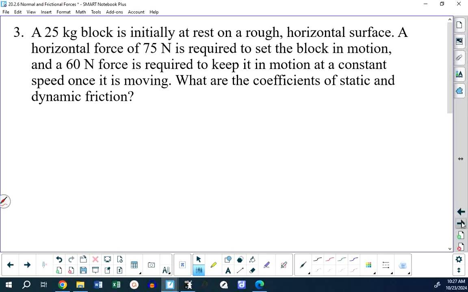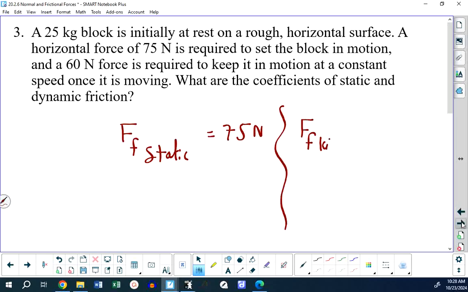But if it starts moving when you hit 75 newtons, then that must mean you're overcoming a frictional force of 75 newtons. While it's in motion, you can ease up and apply 60 newtons of force, and it will move at a constant speed. If it's moving at a constant speed, then that force you're applying has to be balanced by the force of friction. In other words, the force of static friction is equal to 75 newtons, and the force of kinetic friction is equal to 60 newtons.